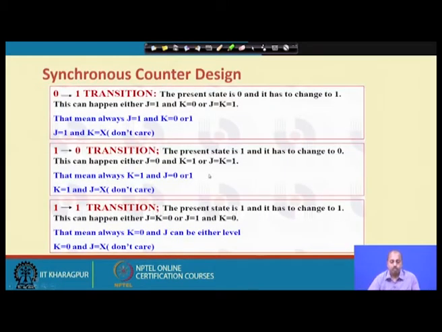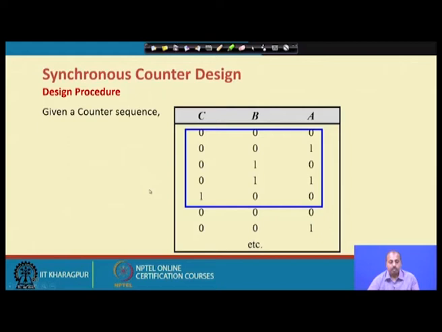Now, for synchronous counter design, we have to see when these transitions occur. When a 0 to 1 transition occurs, the present state is 0 and it has to change to 1, with J equal to 1 and K equal to 0, or J equal to 1 and K equal to 1. Similarly, a 1 to 0 transition can be obtained by K equal to 1 and J equal to 0 or 1. For a 1 to 1 transition, K must be equal to 0 and J can be either 0 or 1.